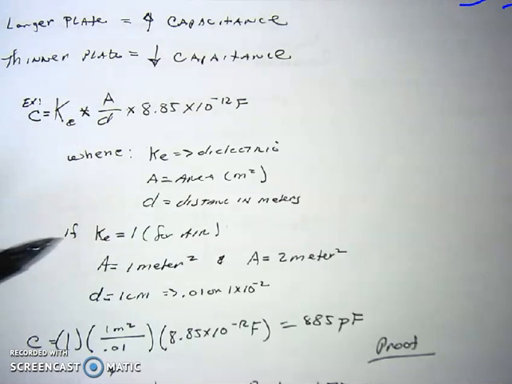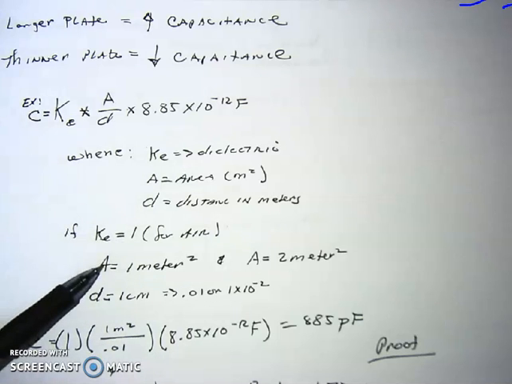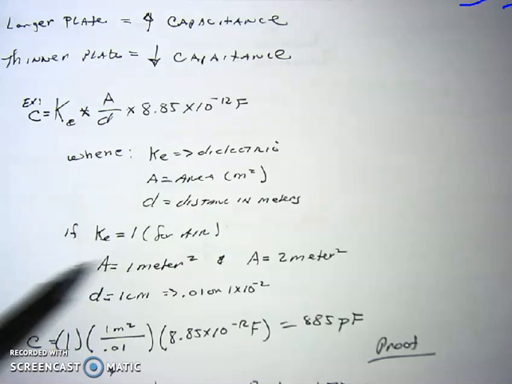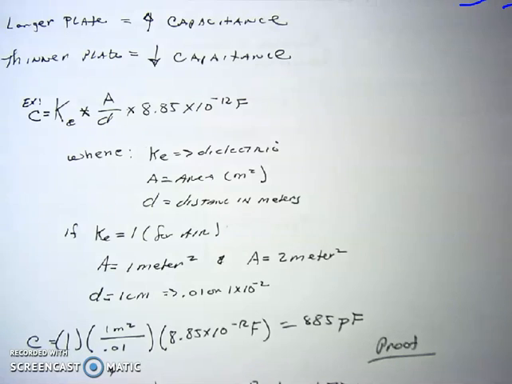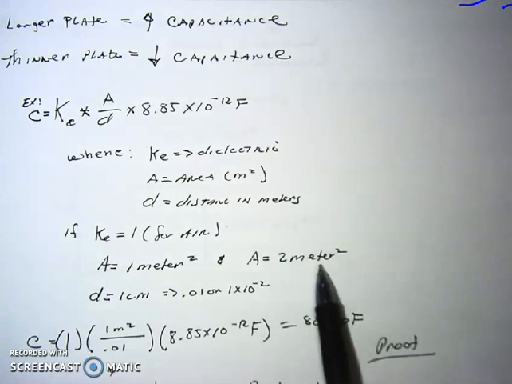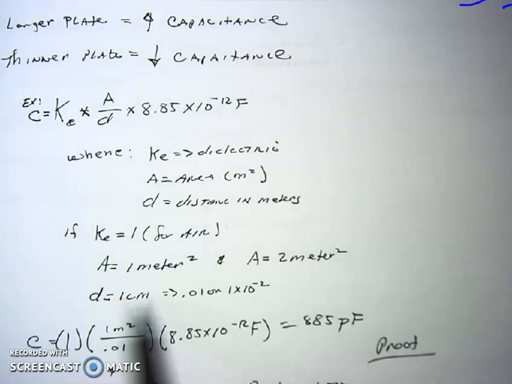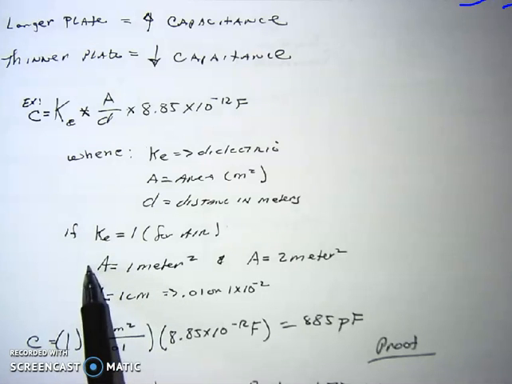So let's say our dielectric for air is 1, which it is, and the area of our plate is 1 meter, which is quite large. Let's compare it with an area of 2 meters to see what happens. The distance between the plates stays the same, so the only thing I'm going to change here is my area.